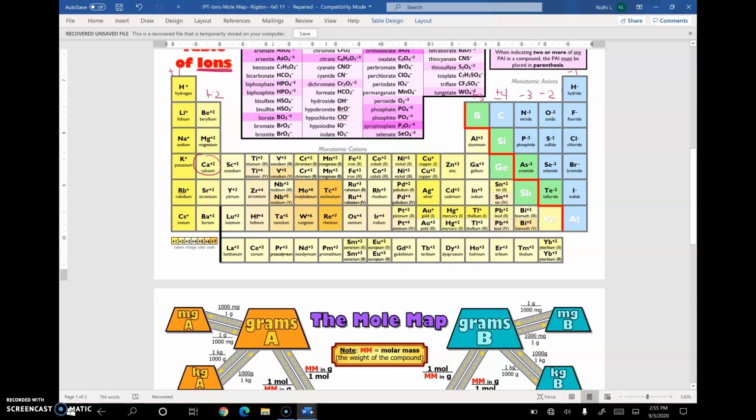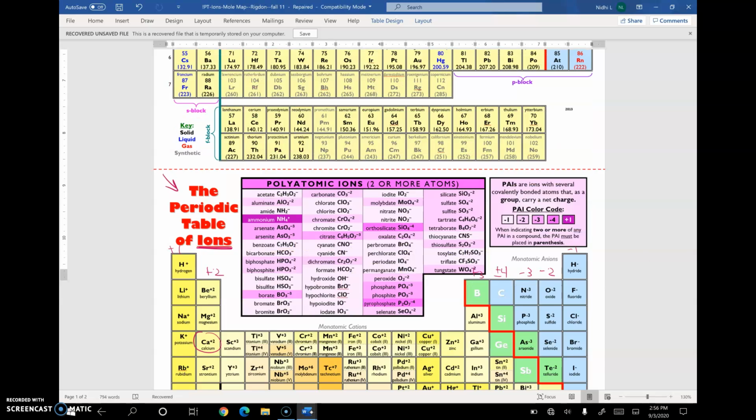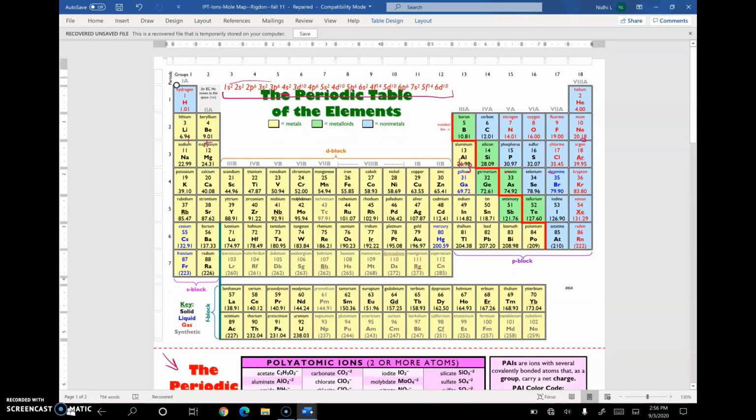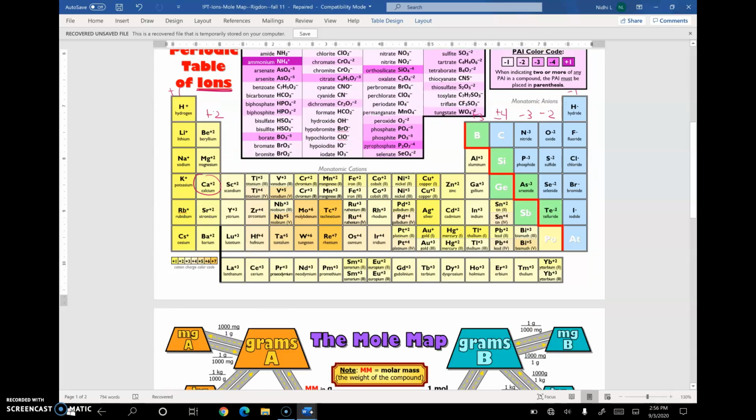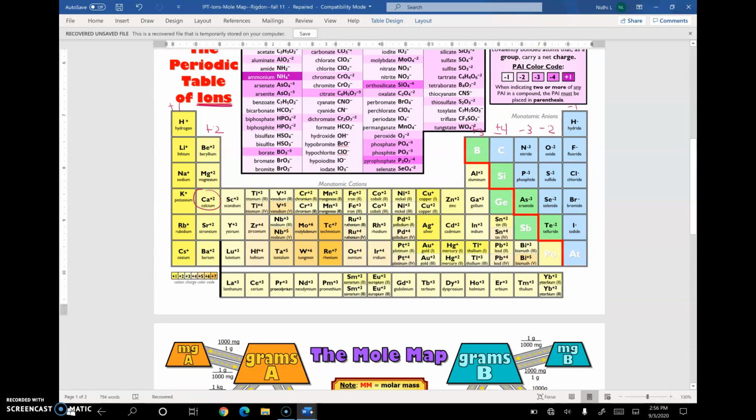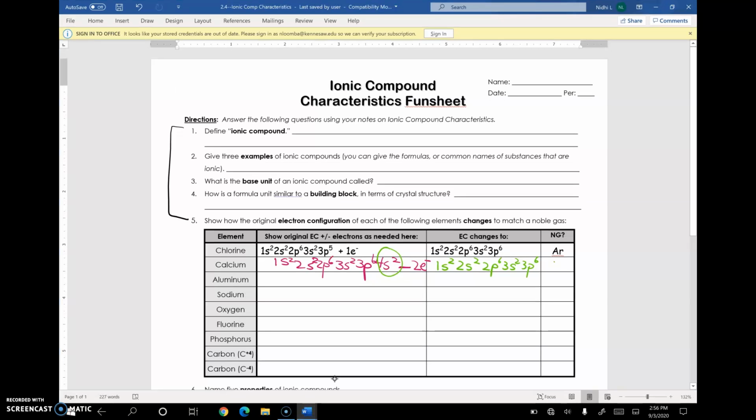And for that, notice this is only for the ions, guys. This periodic table is for the ions. We need to scroll up and see who has 18, and that is argon. Argon has 18 electrons, okay? So calcium, when it loses 2 electrons, it becomes like argon. And that's how we're doing this. Let's do the next one, aluminum.